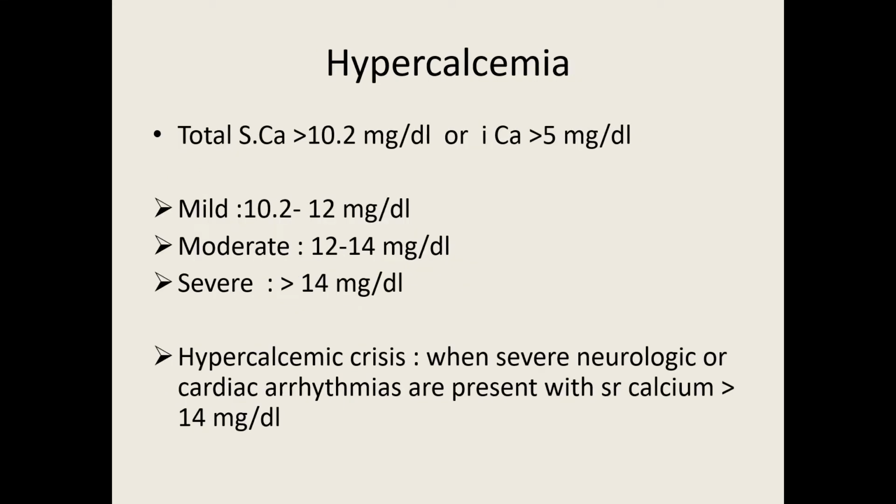Now first we'll discuss the first disorder, hypercalcemia. It is when the total serum calcium is more than 10.2 mg per deciliter or ionized calcium is more than 5 mg per deciliter. Mild form is 10 to 12, moderate is 12 to 14, and severe is defined as more than 14 mg per deciliter. And a hypercalcemic crisis is defined when severe neurologic symptoms and cardiac arrhythmia are present with a serum calcium level of more than 14.